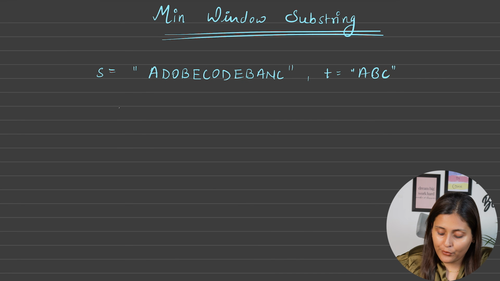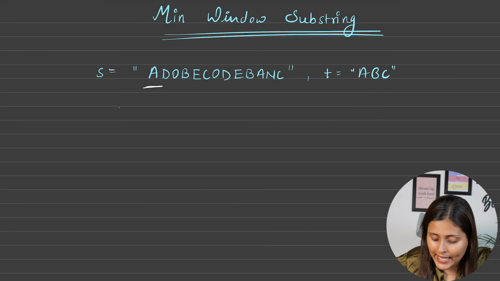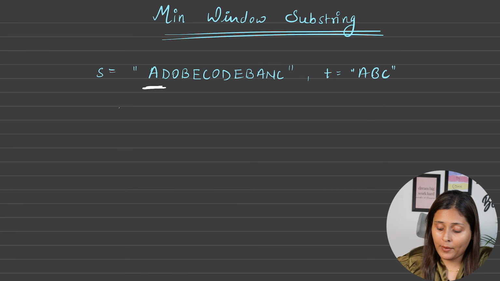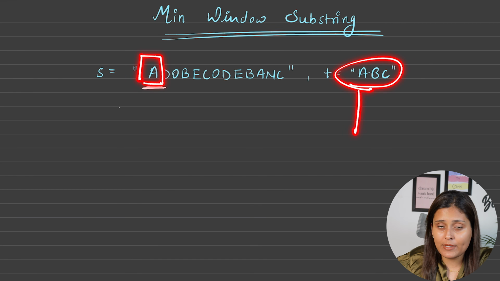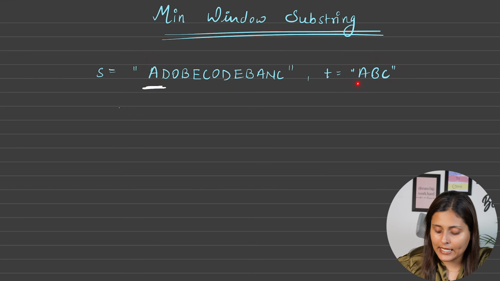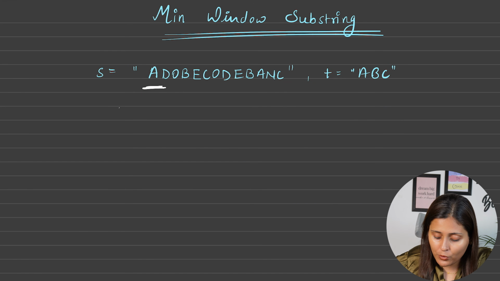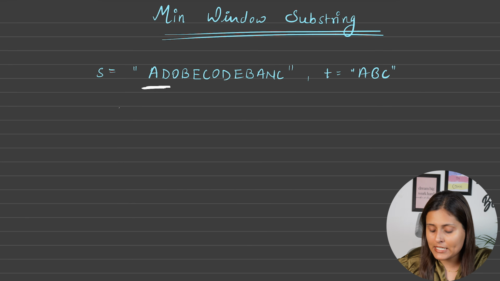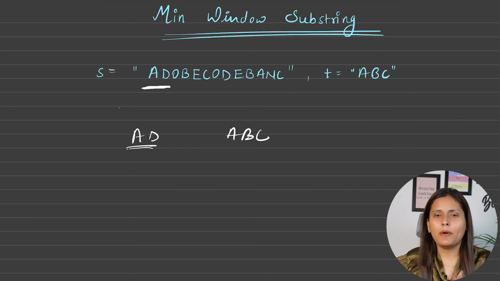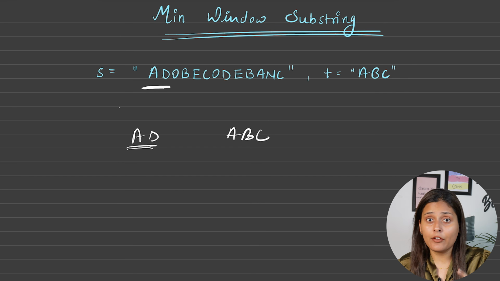What I said, we want the substring. So can I say A? Yes, A is a substring, but does this substring A contain everything of ABC? No, it only contains A. Okay, means we have to include this substring length. Now we have AD. Can we say AD contains ABC? No. But how we are checking? Can I say with the help of frequency count?